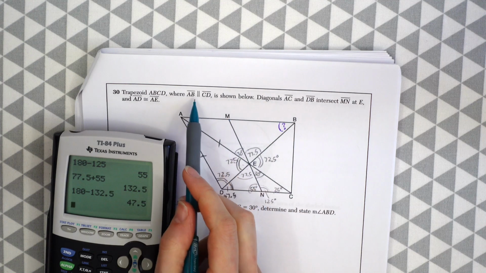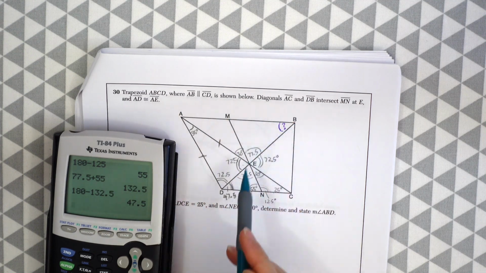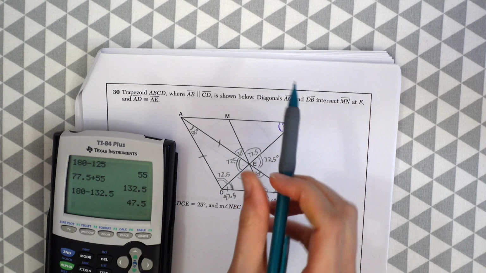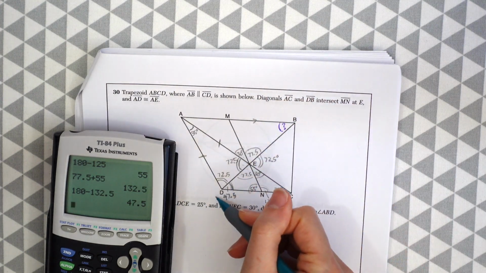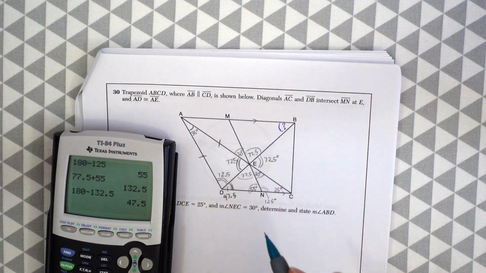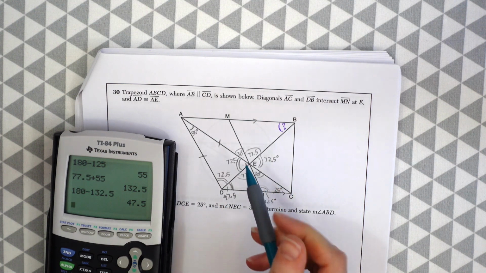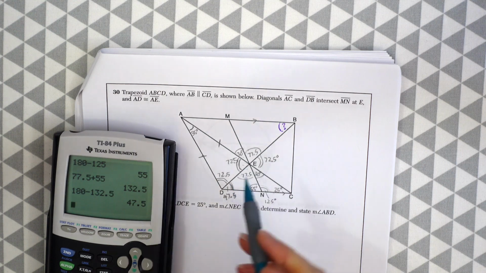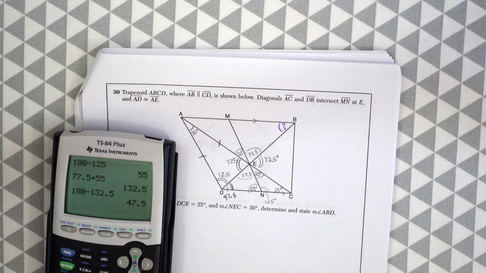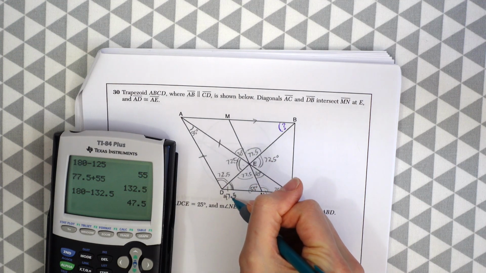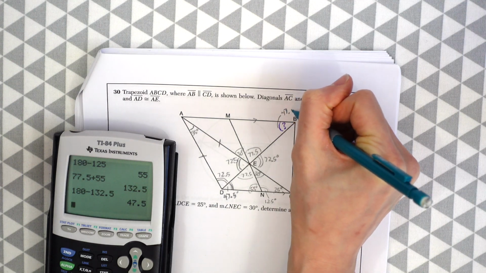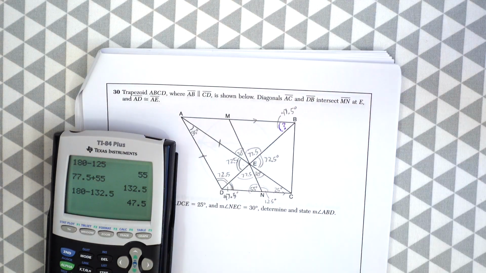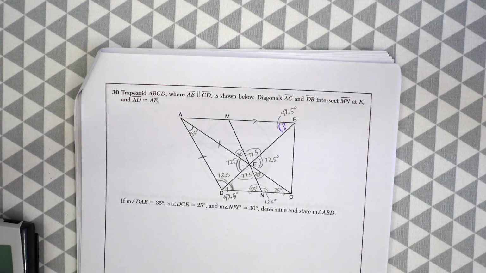So the thing that they mentioned before is that AB is parallel to CD. So because these are parallel, that means this line here is a transversal. So when we have a transversal, we have alternate interior angles and all these other angle relationships that form. So if this is 47.5 degrees, that means that this also, based on transversals, is going to be 47.5 degrees. And that's our answer.